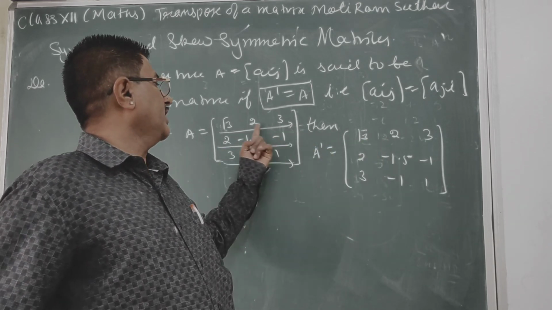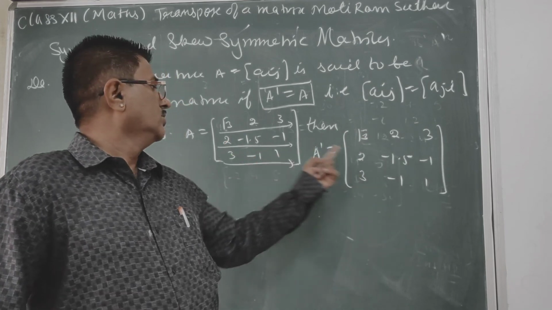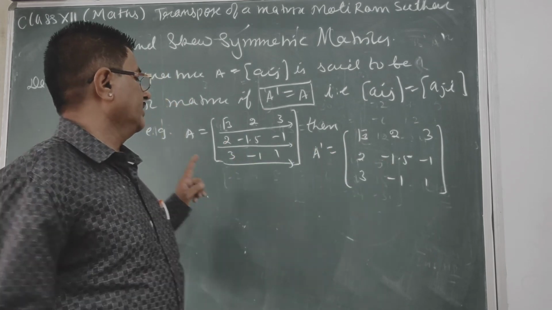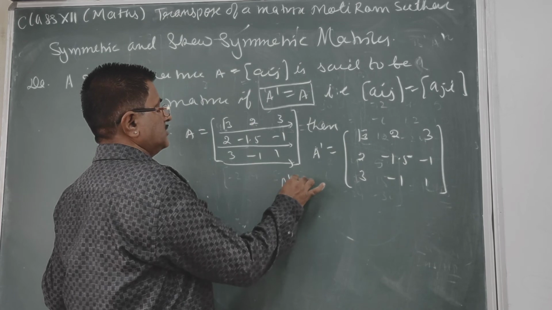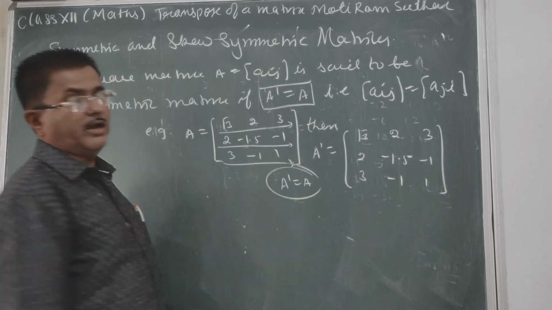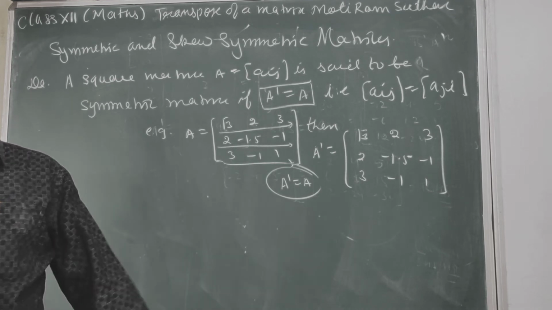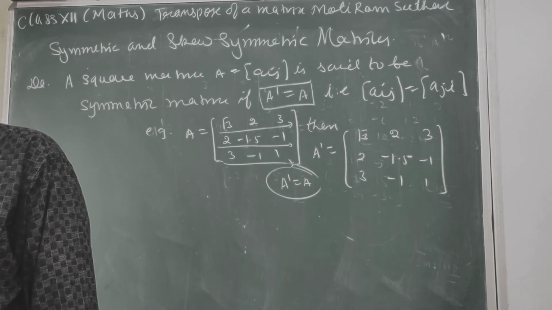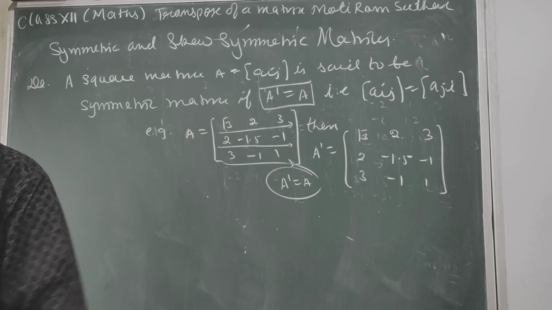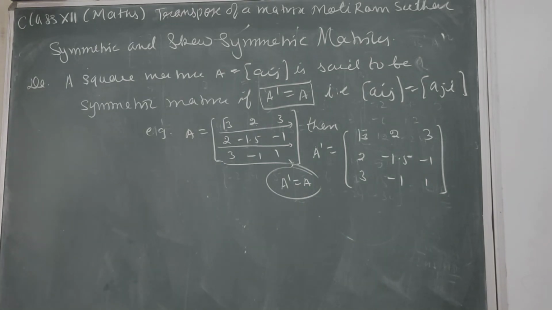Corresponding all elements are equal. So what we get? A transpose gives you again matrix A. So such types of matrices are called symmetric matrices. तो इस तरह की मैट्रिक्स को हम सिमेट्रिक मैट्रिक्स कहेंगे. और स्क्वायर सिमेट्रिक मैट्रिक्स की भी डेफिनेशन हम लिख देते हैं.